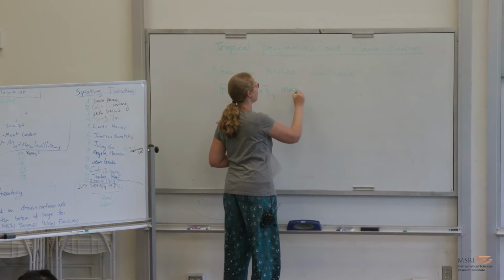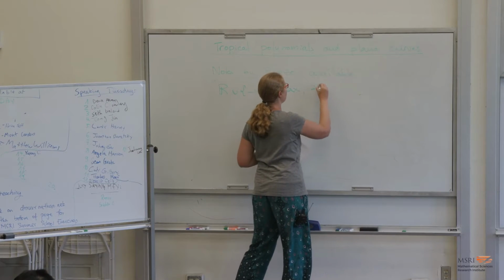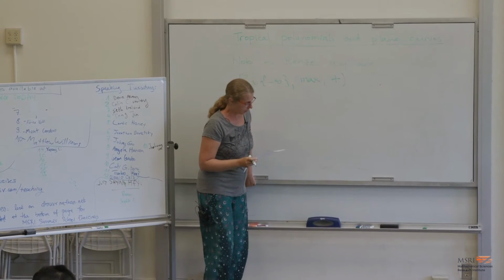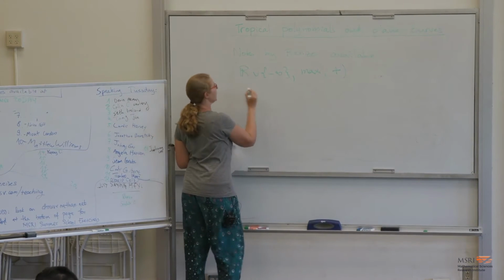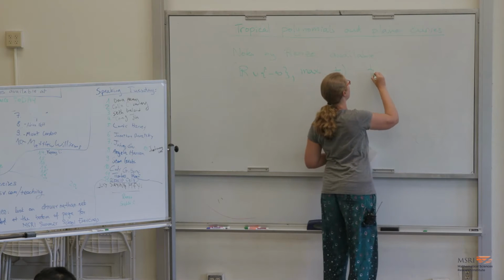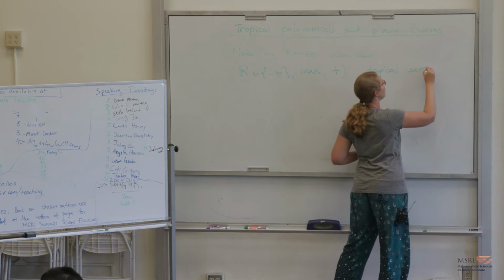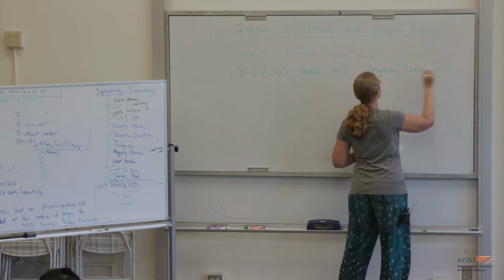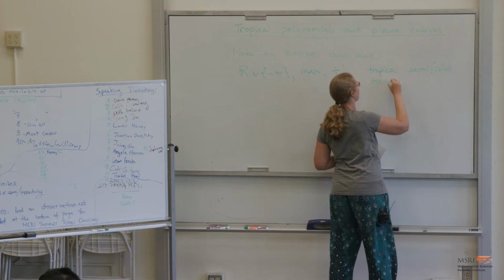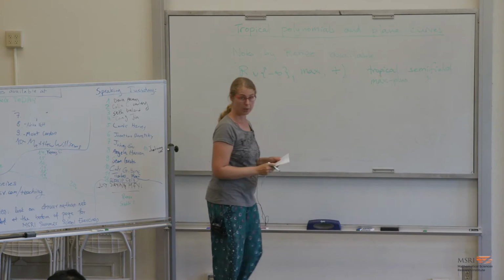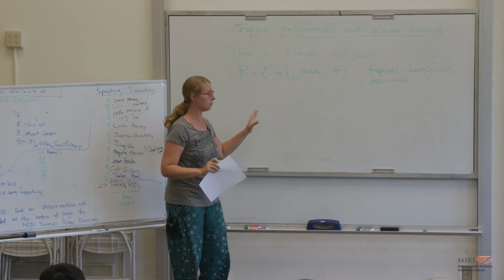Then as my addition, I take the maximum, and as my multiplication, I take plus. And then you see immediately that minus infinity, so let me write, this is the tropical semi-field, or max plus semi-field. And of course there's a min version, and this is just a taste.